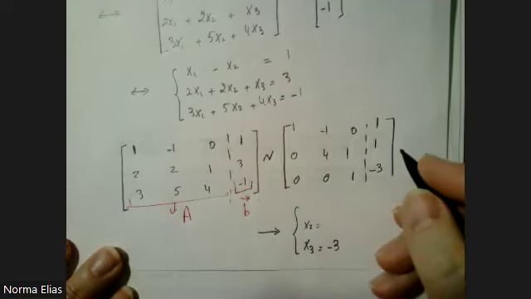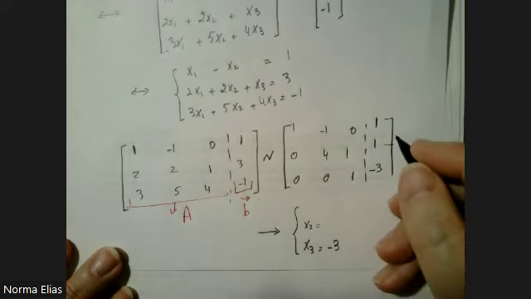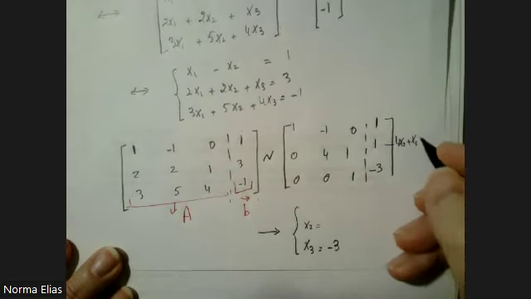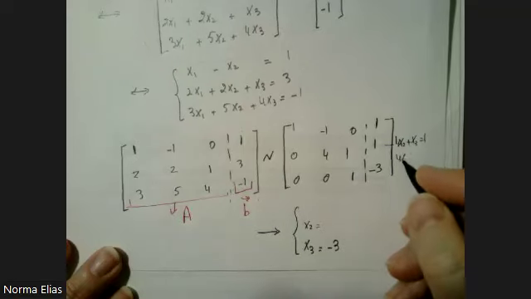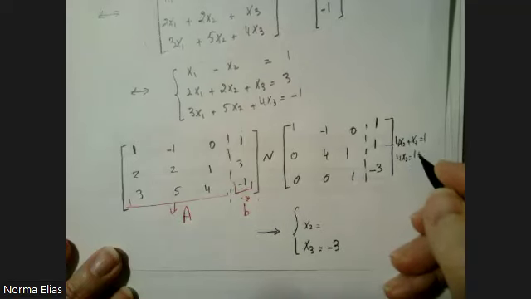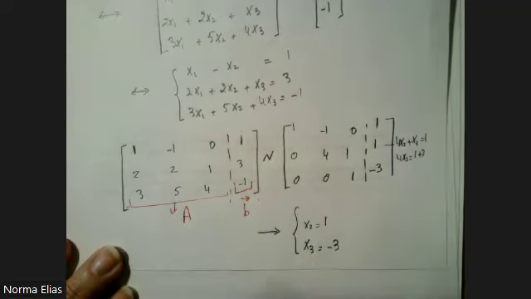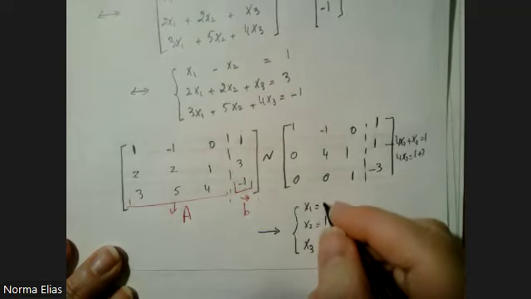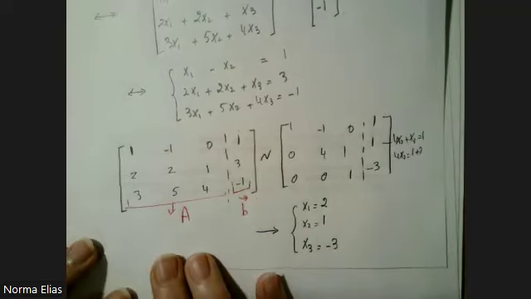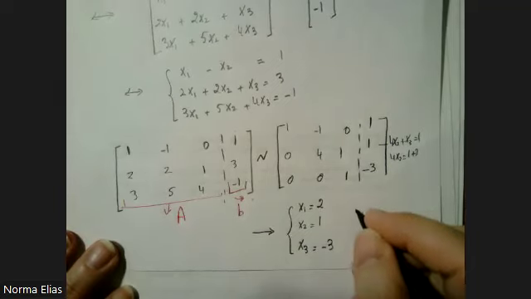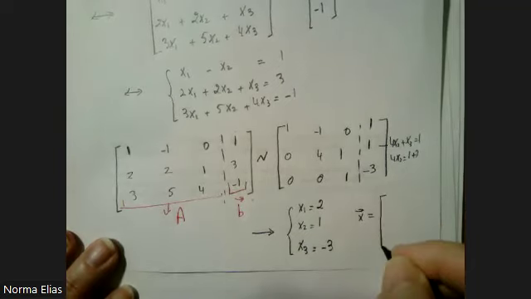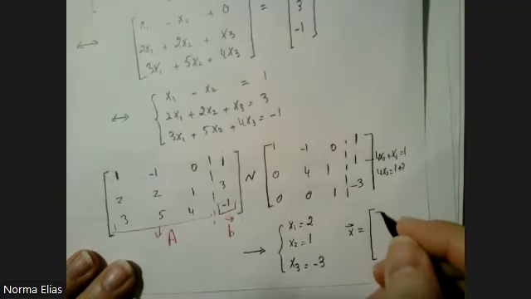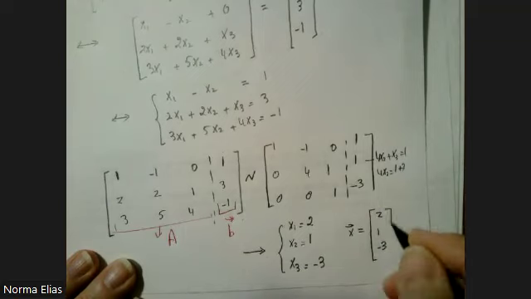x2 would be, this one reads 4x2 plus x3 equal to 1. It means 4x2 is 1 plus 3, so x2 is equal to 1. And x1 is 1 plus x2, so x1 equals 2. So the solution, and we're going to write it in vector notation because I'm looking for the vector x, is 2, 1, minus 3.